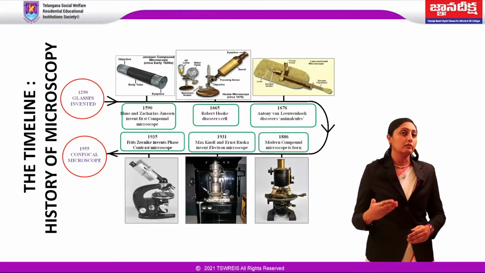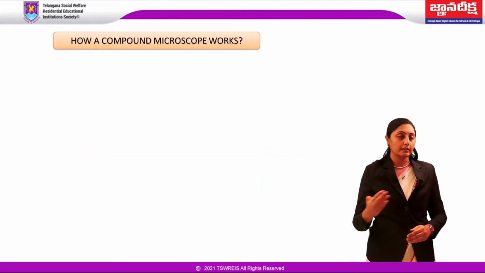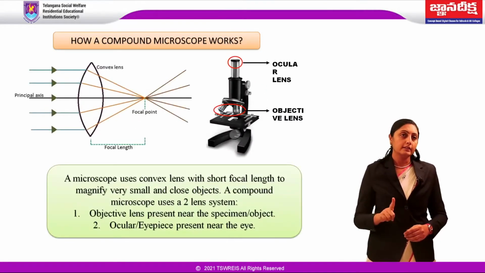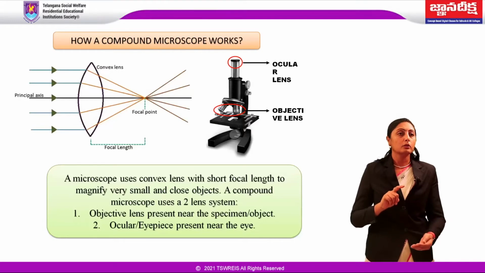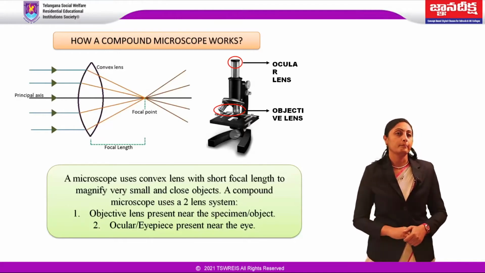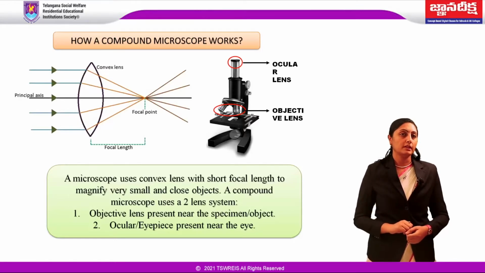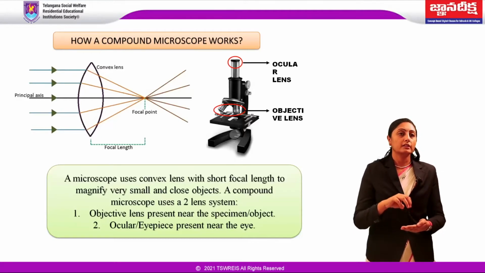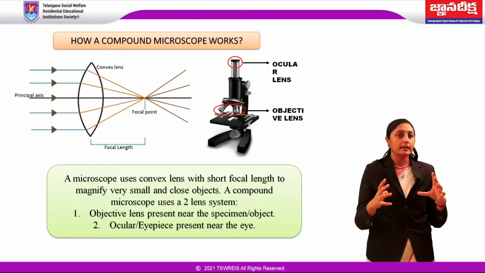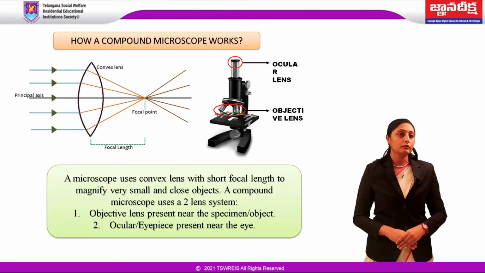When we look into the working principle of the light compound microscope, it generally consists of two convex lenses. One is the objective lens, which is located close to the specimen. The other is the ocular lens, that is the eyepiece, which is present near to our eye. When light falls on the specimen or object, the objective lens first produces a real and inverted image. This image now acts as an object for the ocular lens, which finally produces a magnified and virtual image for our eye to view.